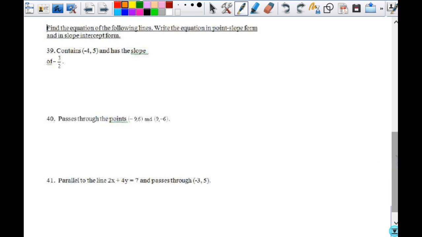I'm going to find the equation of the following lines, write the equation in point-slope form, and in slope-intercept form. Well, when you have to write the slope-intercept form, unless you have the y-intercept, then doing it in point-slope form is easiest. So remember that is y minus y1 equals m times x minus x1. That is your point-slope form, and then, of course, slope-intercept form, y equals mx plus b. Okay, but we don't guess at what the y-intercept is. So if I have that it contains -4, 5 and has this slope, then slope-intercept form is pretty easy.